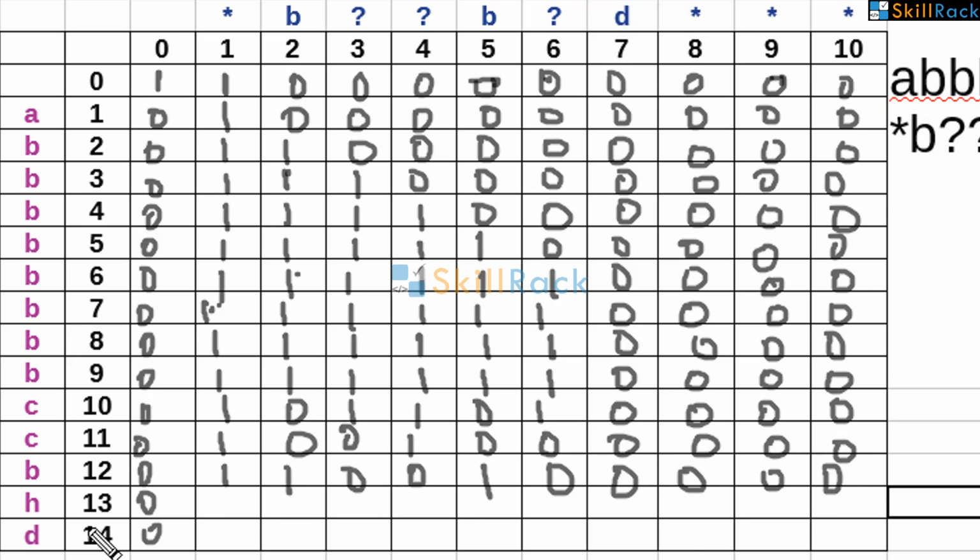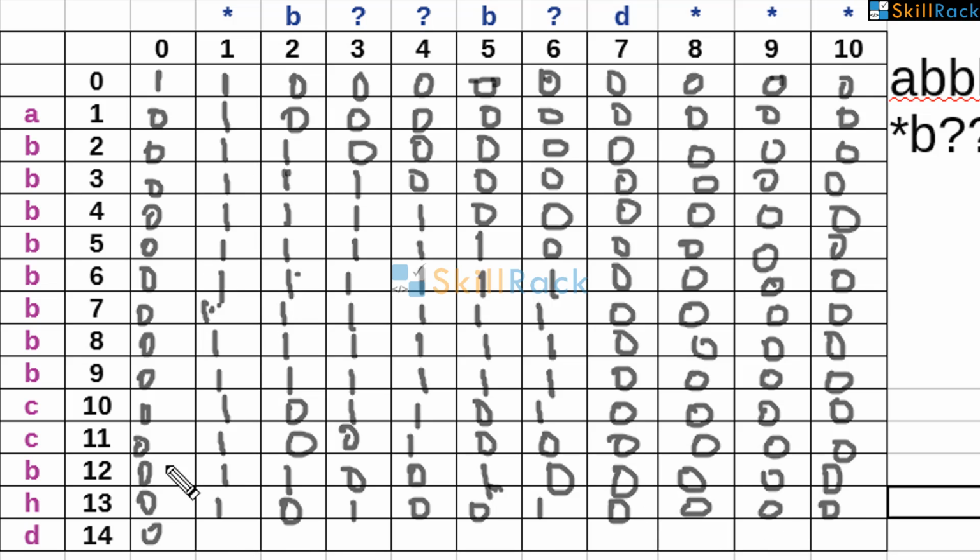So 0, 0, 0. Now coming to H. H, can it match? Yes, and the previous is 1. B, can it match? No, 0. Question mark, can it match? And the previous is 1. Question mark, can it match? But the previous is 0. B, H, it is 0. They don't match. Question mark, can it match? Yes. And the previous is also 1. So 1 here. D, can it match? No, 0. So similarly, all these are 0.